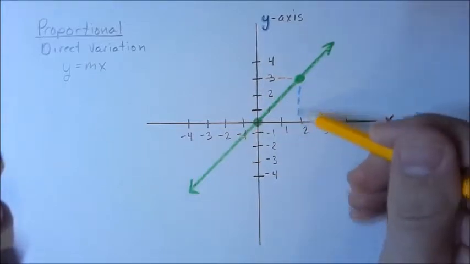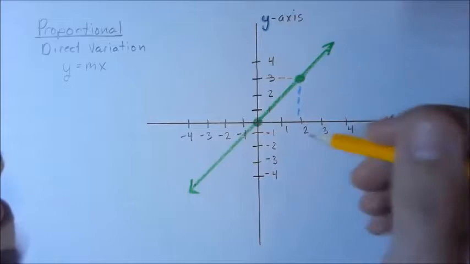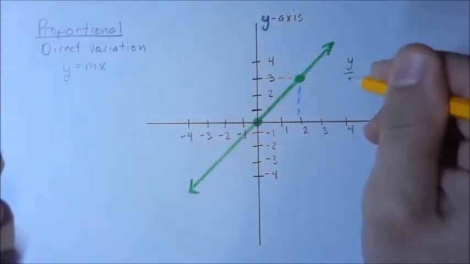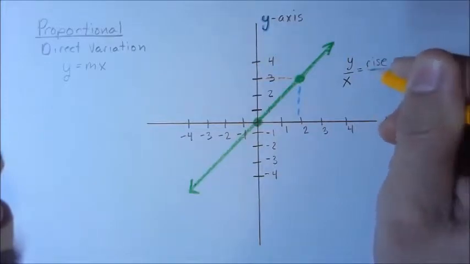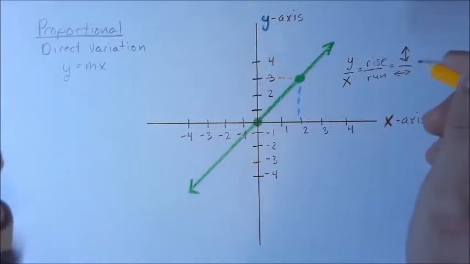Now we have our rise and we have our run. If you look at it, my rise, my y, goes on top, and my run goes on bottom. That's equal to our rise over run, which means our up and down over our side to side movement.